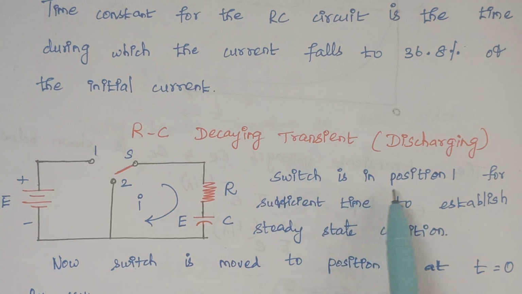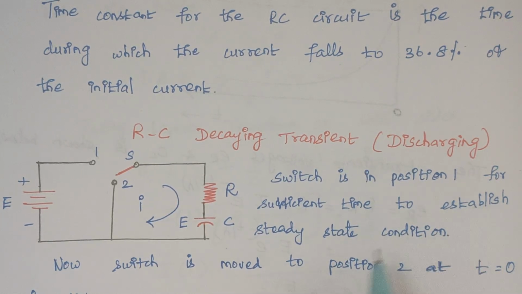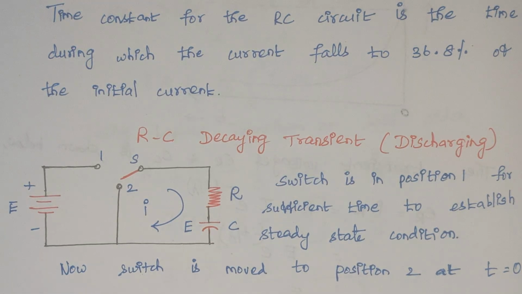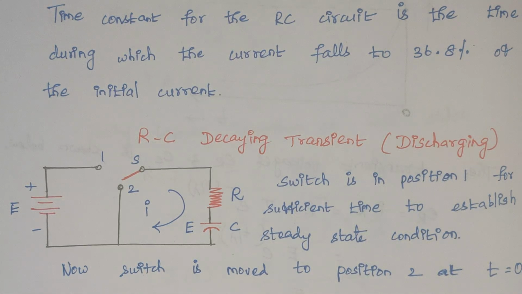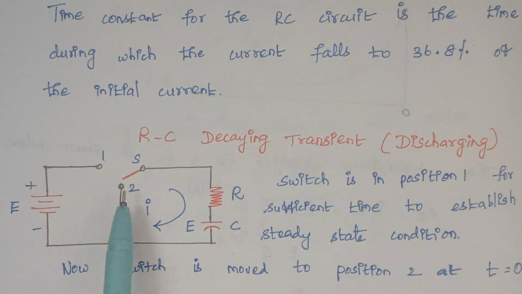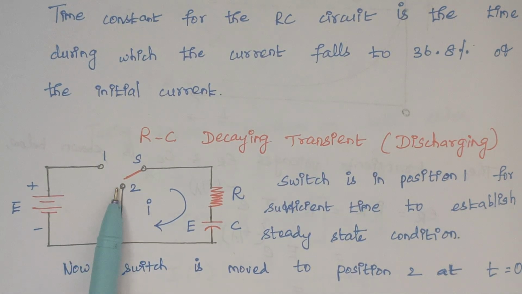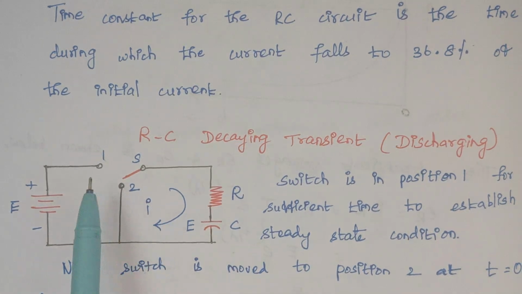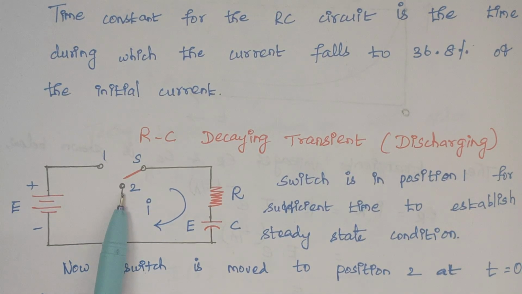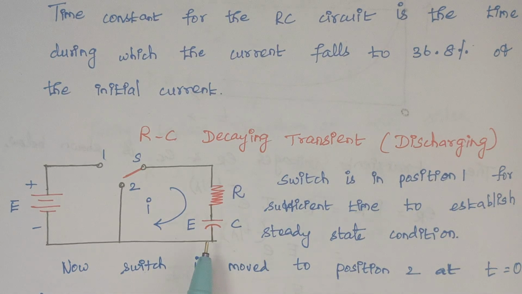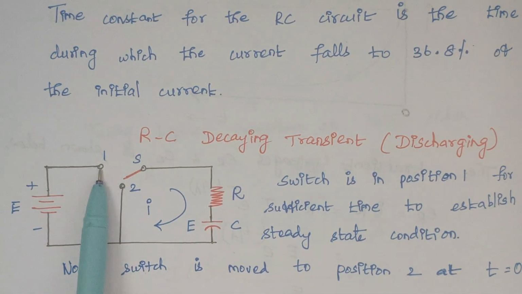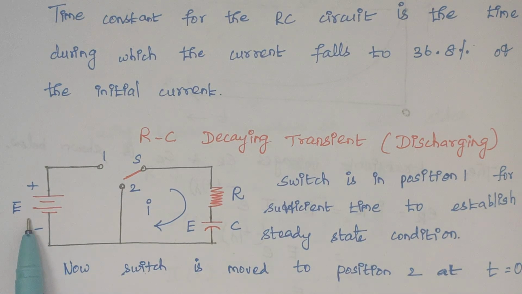So you see, the switch is in position 1 for sufficient time to establish the steady state condition, that is, we are keeping the switch in position 1 so that a steady state current flows through this circuit. Now we are moving this switch from position 1 to position 2. When the switch is moved from position 1 to position 2, what happens? There is a voltage across this capacitor, which is denoted as E here, because when the switch is in position 1, the capacitor is charged to its maximum level, that is, almost to the source voltage.